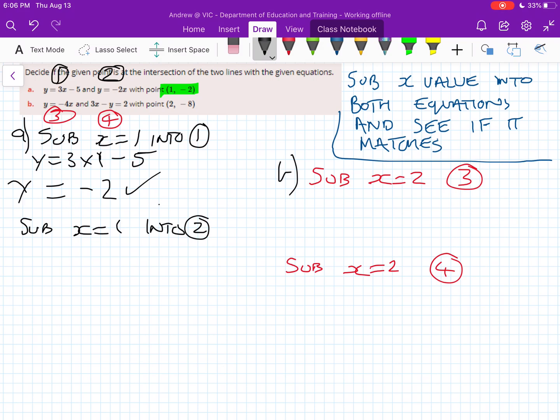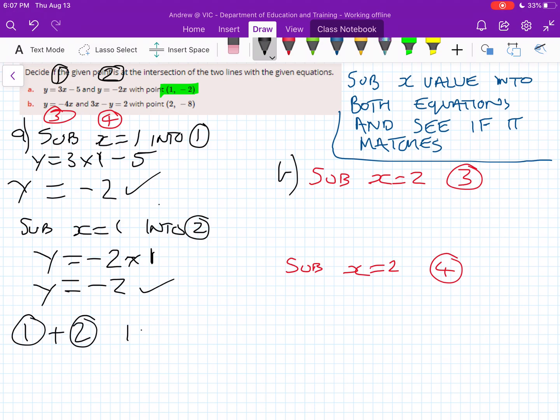Alright, we do the same in equation 2. Hopefully you can nearly do this by observation, but I'll write it out for you. y is equal to -2 times 1, so it's equal to -2. That means that equations 1 and 2 both intersect at the point given. So they intersect, and the point given was (1, -2).